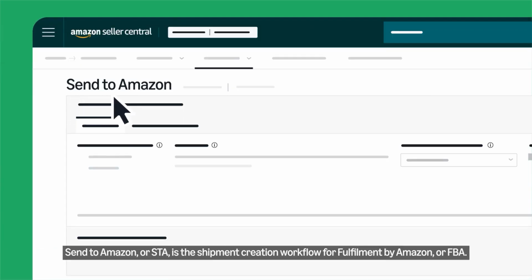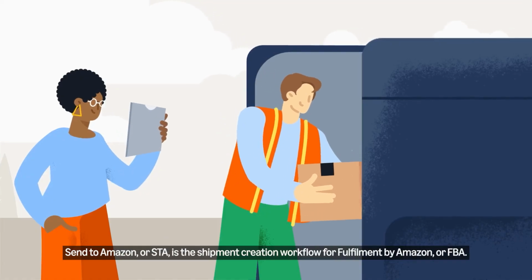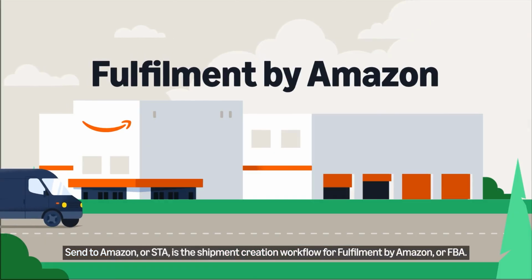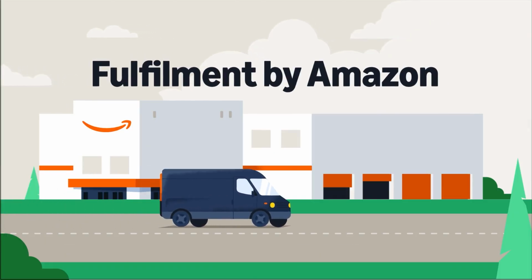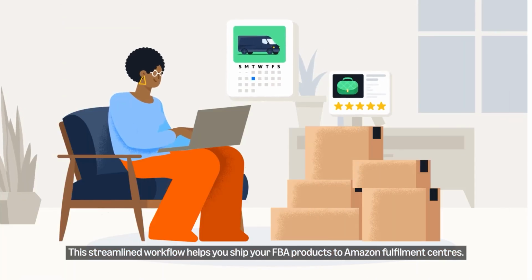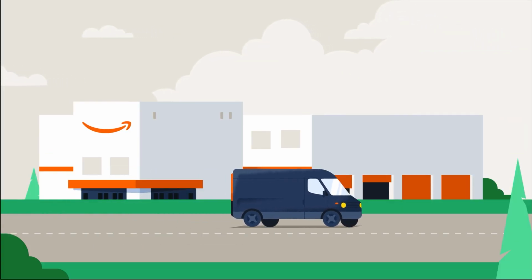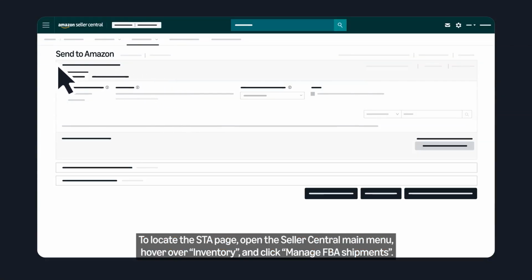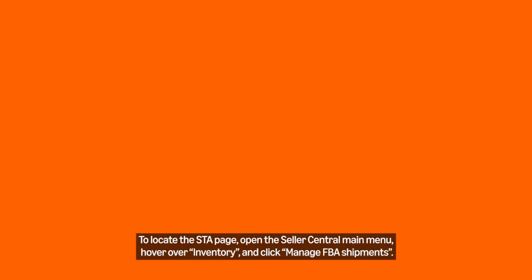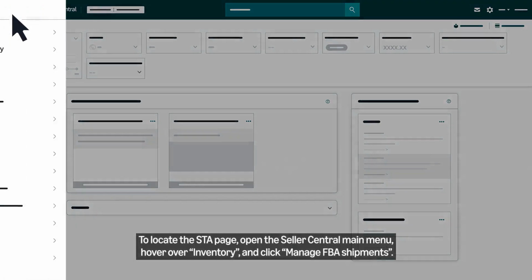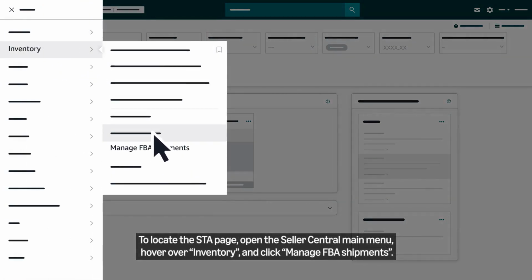Send to Amazon, or STA, is the shipment creation workflow for Fulfillment by Amazon, or FBA. This streamlined workflow helps you ship your FBA products to Amazon fulfillment centers. To locate the STA page, open the Seller Central main menu, hover over Inventory, and click Manage FBA Shipments.